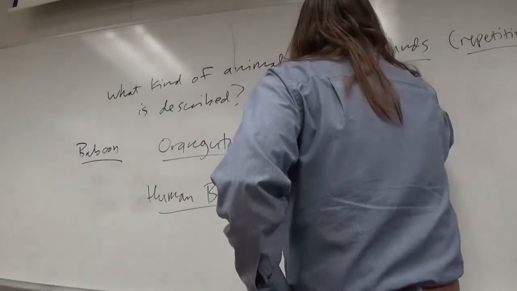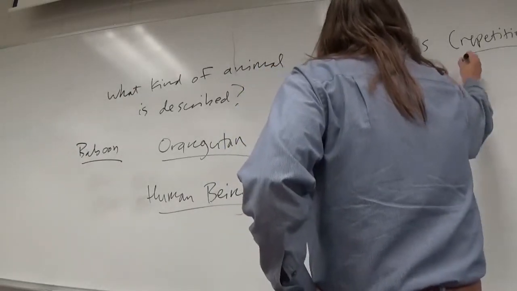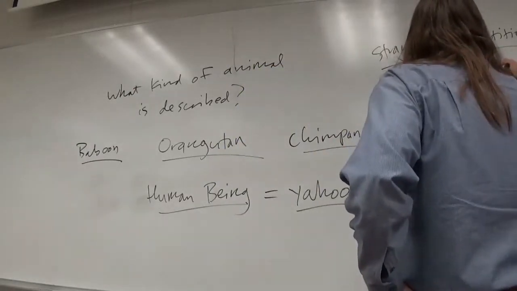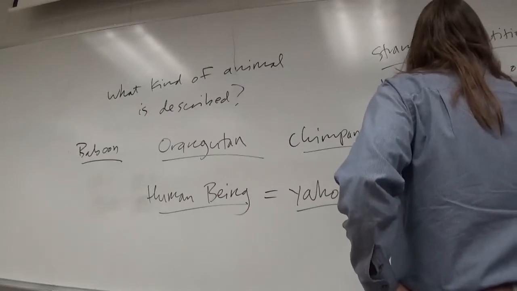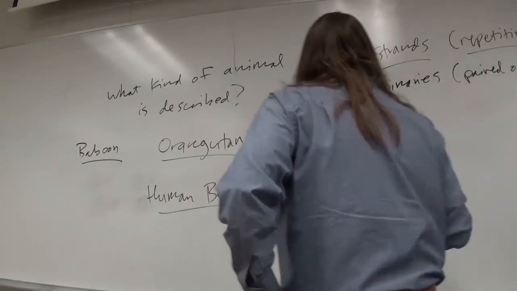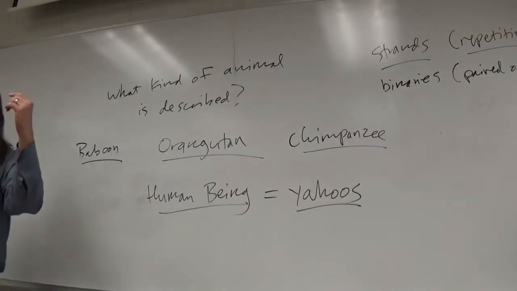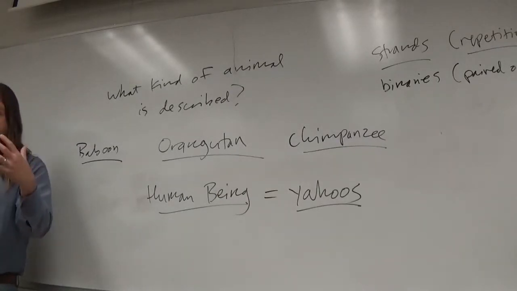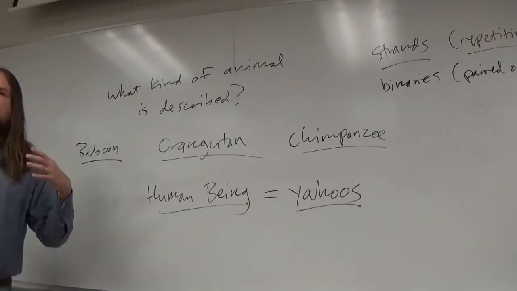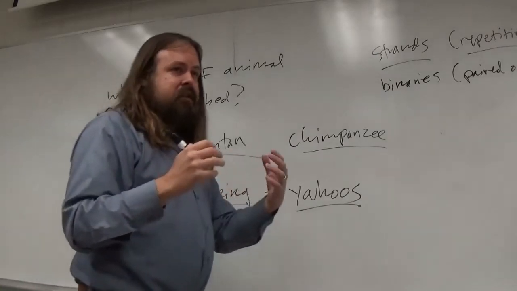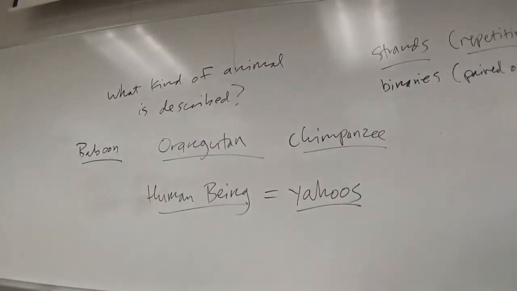And look as well, right, for binaries, look for paired opposites. And try to identify a strand or a binary that you think is particularly important for telling us how the narrator wants us to feel about this creature, what he wants us to think of this creature.